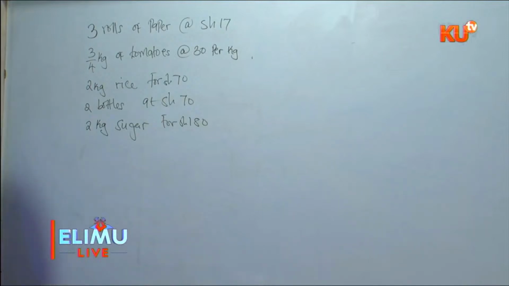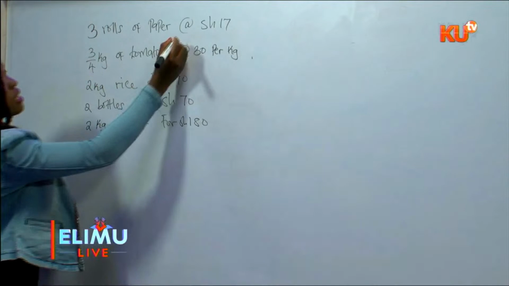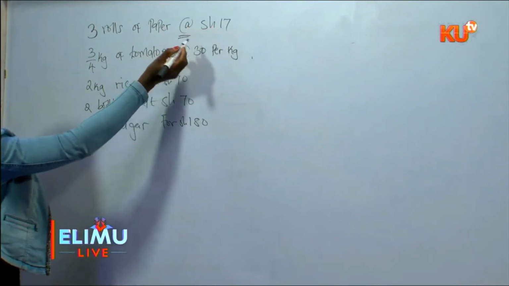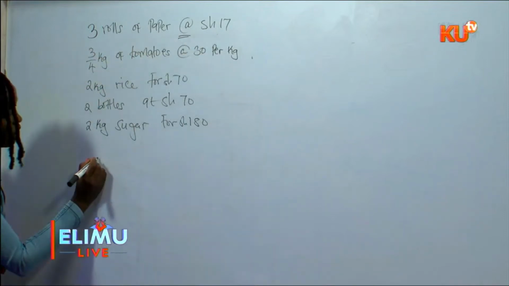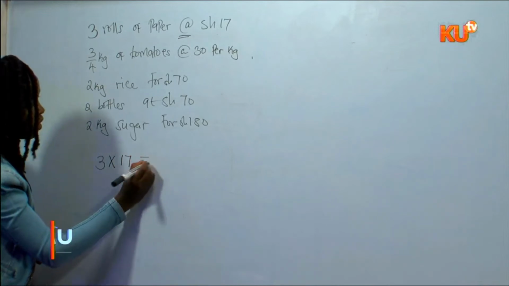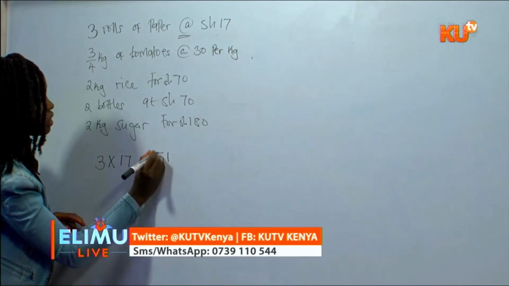So we look at the first thing, 3 rolls of paper at 17 shillings. This at here means each roll costed 17 shillings. So we take 17 times 3. The number of rolls, there were 3, times the cost of 1 roll. We get 21, carry 2, 51 shillings.